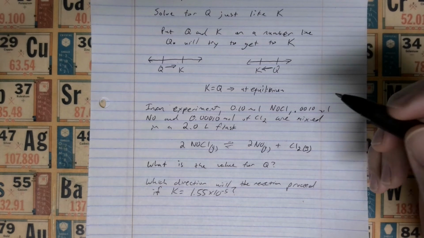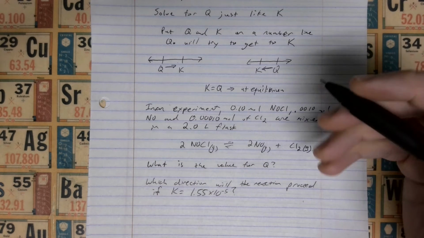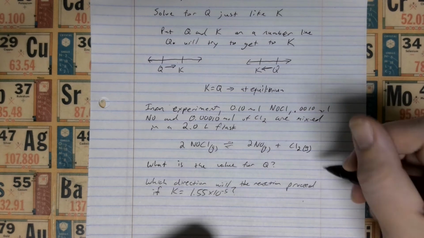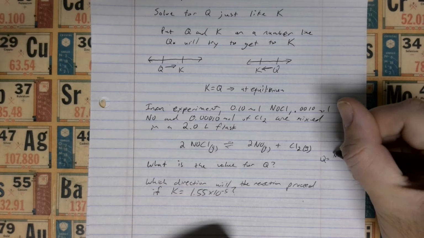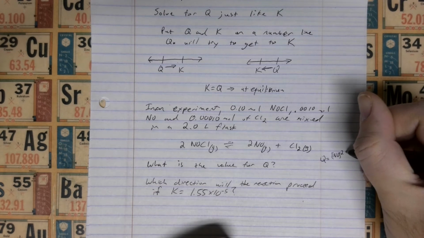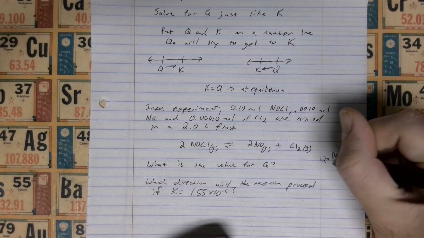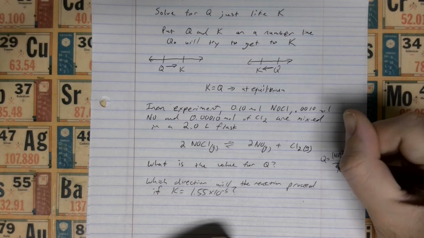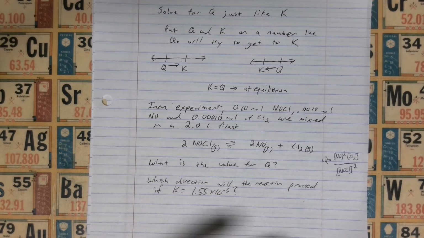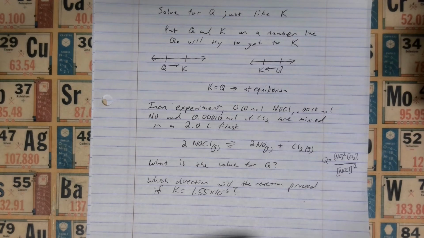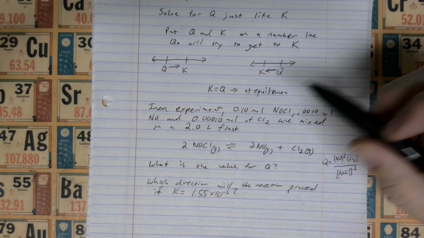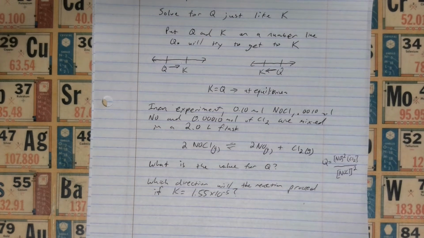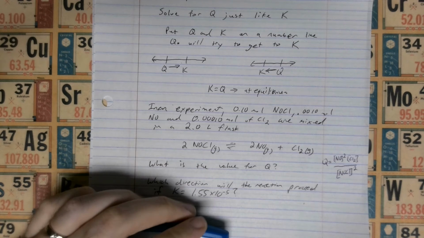Okay, so the first thing we need to do is write our expression. So Q is equal to NO squared Cl2. It should look exactly like your equilibrium expression, except for instead of being equal to K, it's being equal to Q. Then we're going to plug these numbers in. Now, we're given moles and volume, so we need to convert each of those to molarity.